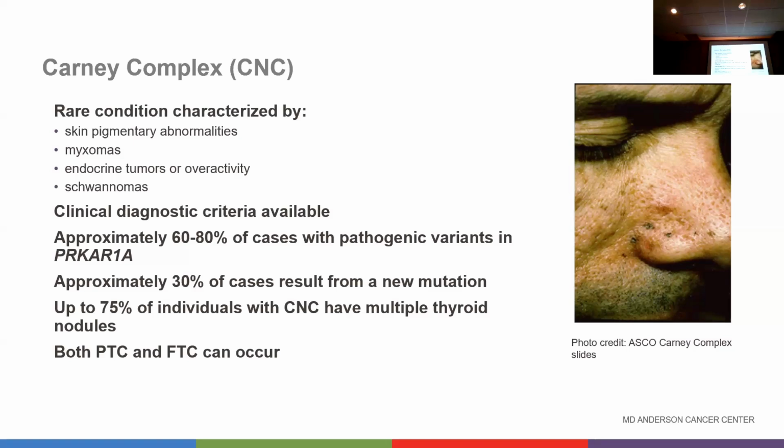When we see all of those features together, that makes us think that someone has Carney complex. We can make a clinical diagnosis just based on the features that we see in an individual and their family. But about 80% of those folks will have a genetic difference found in this gene, PRKAR1A. Similar to FAP, a sizable proportion of these cases represent a new genetic difference in an individual, so we would not see a family history, and thyroid nodules are a very common feature of this condition.